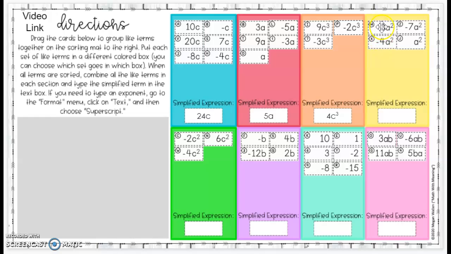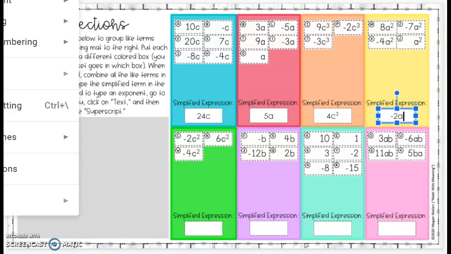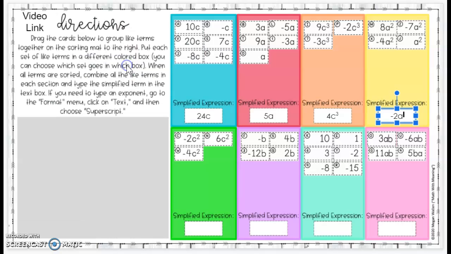All right, so now 8a to the second power minus 4a to the second power minus 7a to the second power plus 1a to the second power. Again, I'm going to take my coefficients and just add or subtract them. So 8 minus 4 minus 7 plus 1 equals negative 2a to the second power.